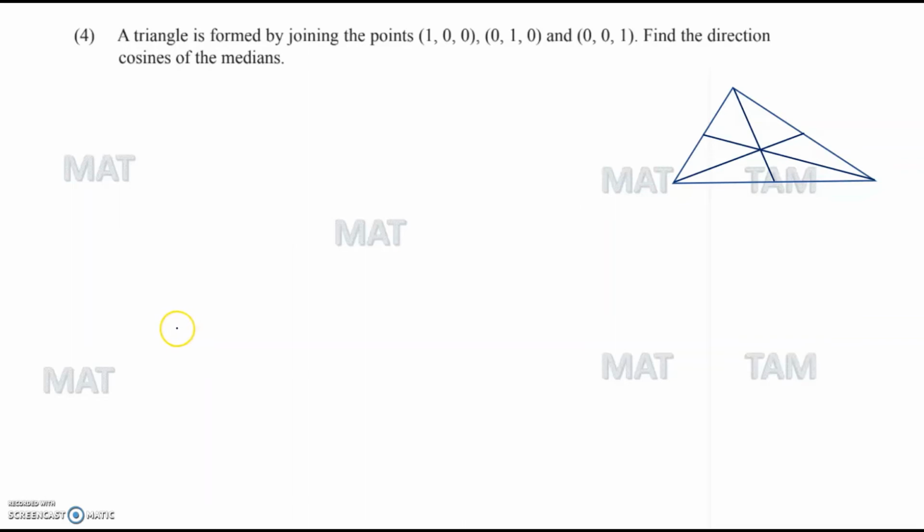In this video, we will see further problems from exercise 8.2 from vector algebra. Question number 4. A triangle is formed by joining the points (1, 0, 0), (0, 1, 0) and (0, 0, 1). Find the direction cosines of the medians. So you're given a triangle.